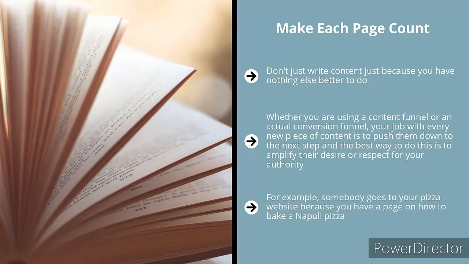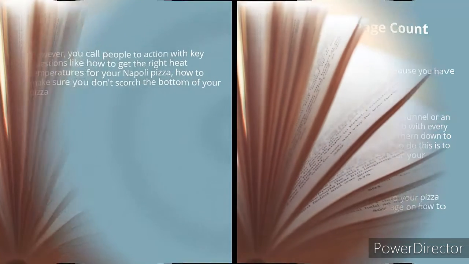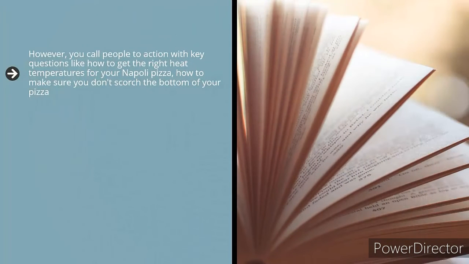For example, somebody goes to your pizza website because you have a page on how to bake a Napoli pizza. So, your first page lays out information regarding what a Napoli pizza is and a basic recipe. Pretty straightforward. However, you call people to action with key questions like how to get the right heat temperatures for your Napoli pizza, and how to make sure you don't scorch the bottom of your pizza. In other words, you start with general information that clues people in. That's what they are looking for.